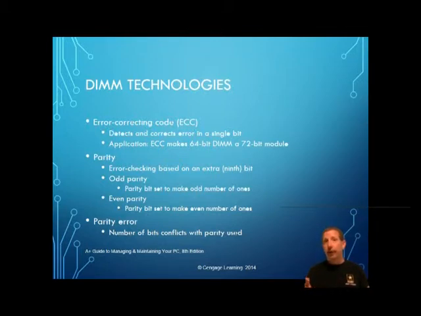Now using parity checking, a 9th bit is stored with every 8 bits in a byte. Now if memory is using odd parity, it makes the 9th or parity bit either a 1 or a 0 to make the number of 1s in the 9 bits odd.